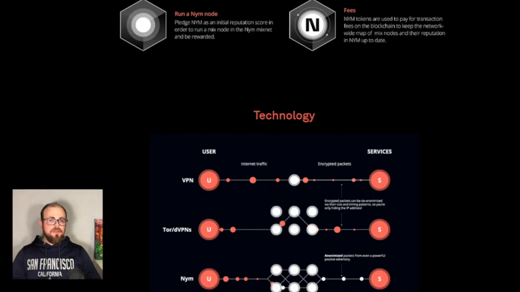How powerful is NIM for protecting privacy, and how does it compare to VPN and Tor? NIM is the next generation privacy infrastructure. The aim is to defeat surveillance in the age of machine learning algorithms and powerful network-wide monitoring. And what does it mean?